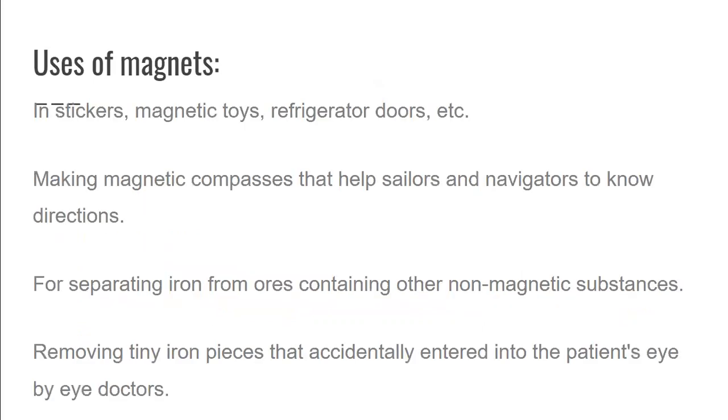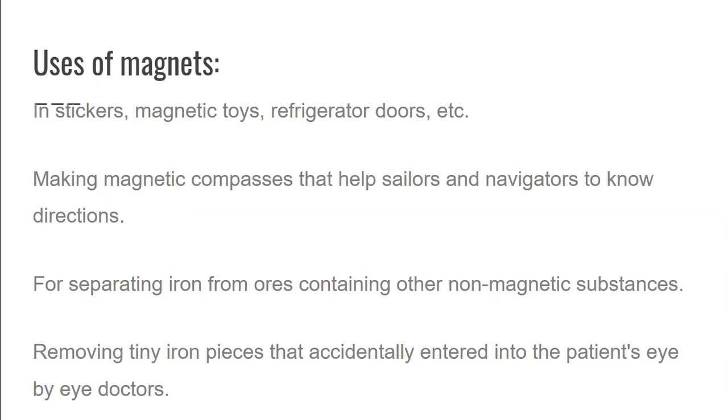Let's go further. What are the different uses of magnets? We use them as stickers. Then magnetic toys; most of the toys that you see that have a magnet are magnetic toys. Then refrigerator doors: when you keep something on them, there is a slight magnetic field, because even the refrigerator doors are made of magnets, a little bit.